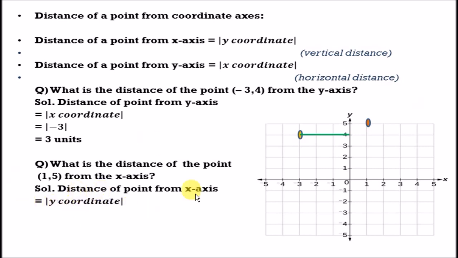So distance of point from x-axis equals to absolute value of y-coordinate. Since the value of y-coordinate was 5, so it will be absolute value of 5, modulus of 5. So 5 is a positive quantity, so there is no problem. It will be equals to 5 units. Distance of point from x-axis equals to 5 units. So the role of the modulus is to take only the absolute value, only the face value. The sign will not be considered. Minus or plus, it will not be considered. It will only take the face value.